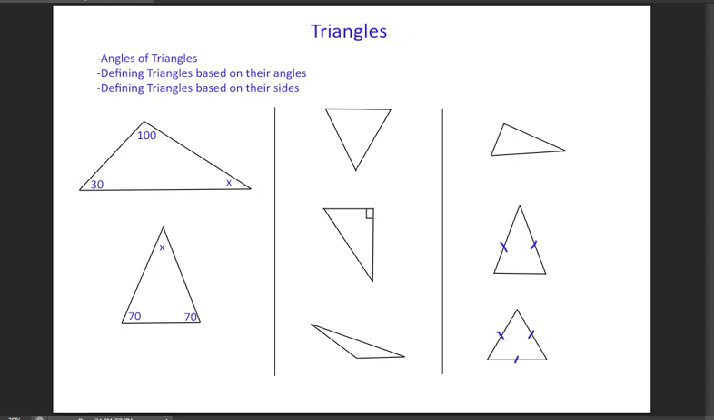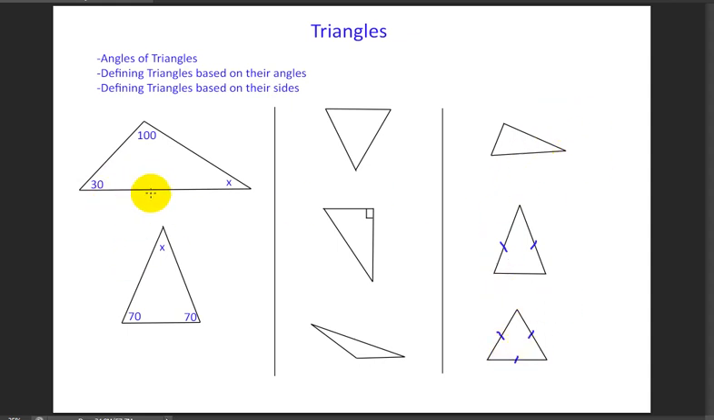Hello everyone, in today's video we will be talking about triangles. We will first talk about the angles of triangles, then defining triangles based on their angles, and lastly defining triangles based on their sides. So here we are going to be categorizing triangles, depending on their angles and depending on their sides.